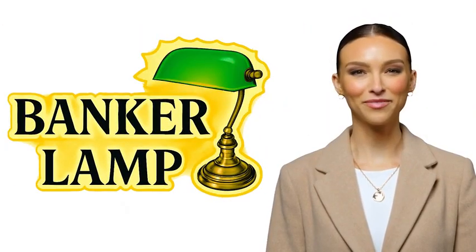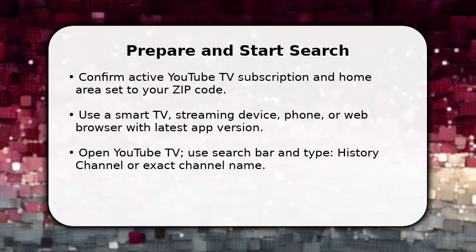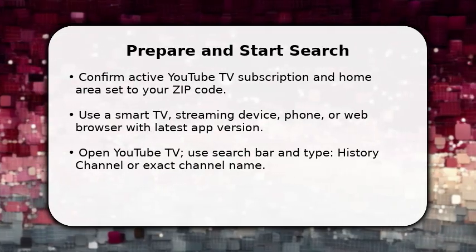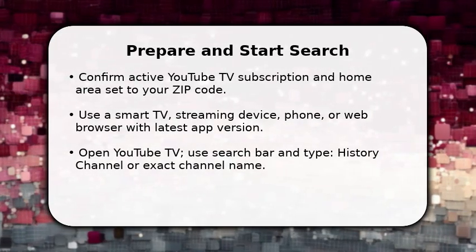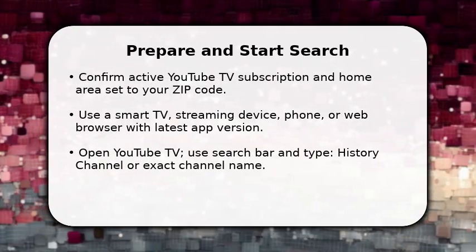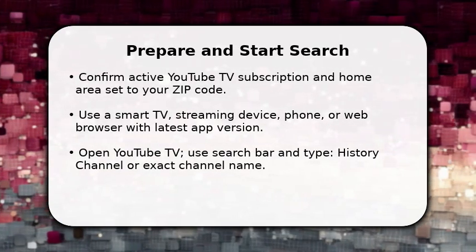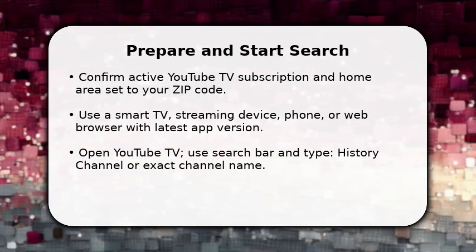Please enjoy the video. You start by making sure your YouTube TV account is active and your home area matches your ZIP code, because channel availability depends on location. Once done, launch the YouTube TV app on your device and tap the search icon.